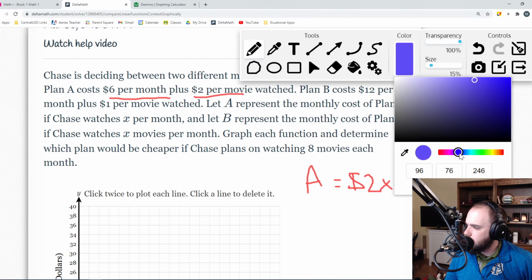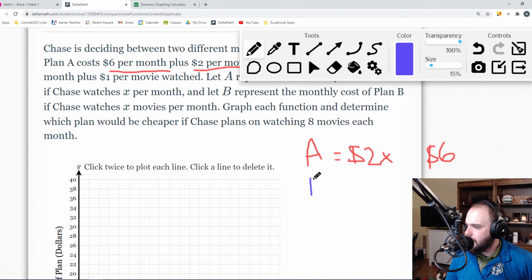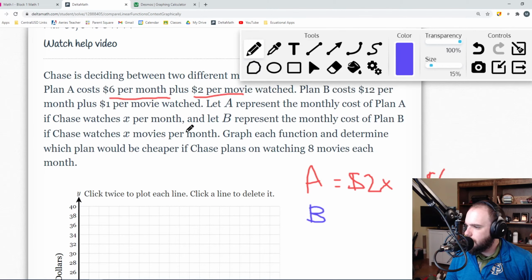Let's go ahead and move this over. So now we're talking about Plan B. So we're starting at $12 per month, but only $1 per movie, right? So remember, our flat fee, it doesn't matter. He can watch 0 movies or 100 movies. He's going to get charged that $12. But for every movie, he's only going to get charged $1. So our equation is going to look something like this, and we need to graph these 2 equations.